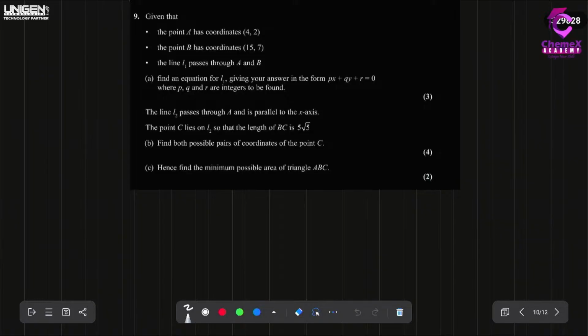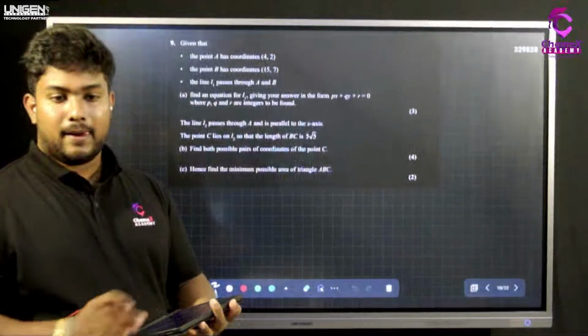Part 2: L2 passes through A and is parallel to the x-axis. So parallel to the x-axis means the gradient is going to be 0. And the point C lies on L2, so that the length of BC is 5 root 2. Find the possible pairs of coordinates of C. Okay, let's try the first part first of all.